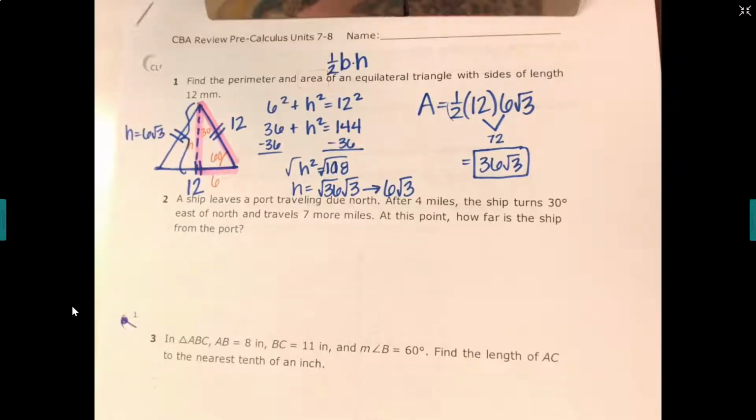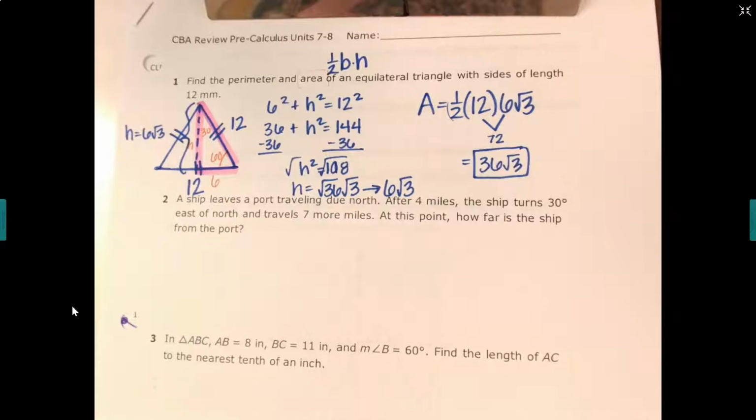Now, if you did your special rights, which I think is easier, but I know some of y'all don't, if this is 6, what's double 6? 12. And then what's the other side? 6 root 3. So if you do it via special rights, it actually is faster, but you just may not remember it as quickly.